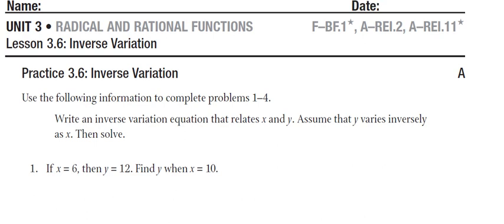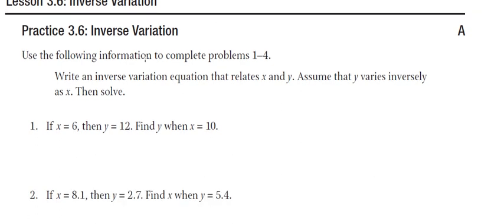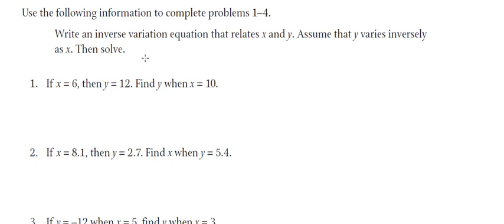All right, we're going to go over the homework for this unit. So here we go. Right now we are looking at page 282. For number 1, you should have gotten that y is equal to 7 and 2/10. For number 2, you should have gotten that x was equal to 4 and 5/100.